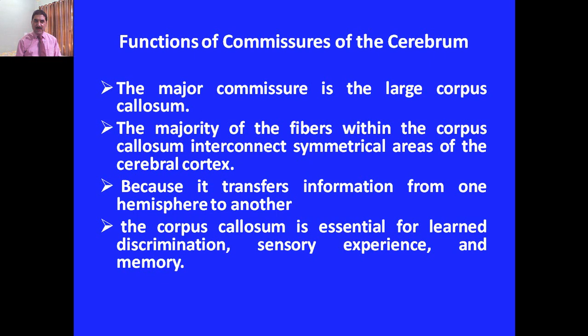Functions of commissures of the cerebrum. The major commissure is the large corpus callosum. The majority of the fibers within the corpus callosum interconnect symmetrical areas of cerebral cortex. Because it transfers information from one hemisphere to another, the corpus callosum is essential for learner discrimination, sensory experience, and memory.